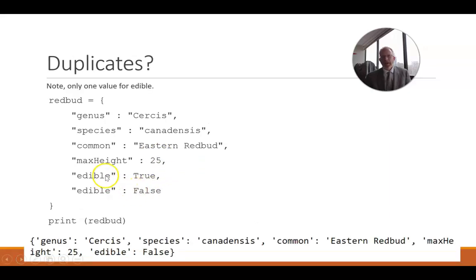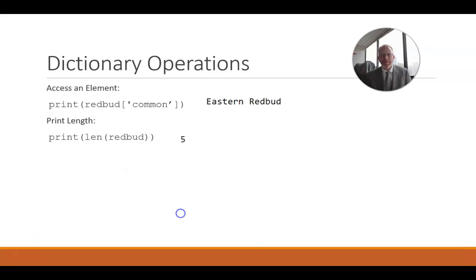Now, if I tried to have edible twice, you notice that edible is only going to be stored once, and as a matter of fact, that last value is the one that's going to be stored. But I can't have two different keys here effectively with the same name, because remember, that key is how we are looking up this individual item.